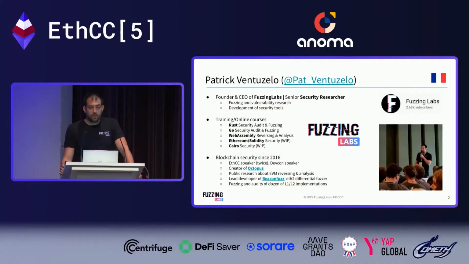So a quick intro. I'm Patrick, the founder and CEO of FuzzingLabs. As the name suggests, we are doing fuzzing full-time: fuzzing and vulnerability research, mainly on layer 1 and 2. We're also providing training regarding Rust, Go, security, and so on. And maybe you heard about one of my main projects, Beacon Fuzz, the Ethereum 2.0 differential fuzzer for consensus clients.